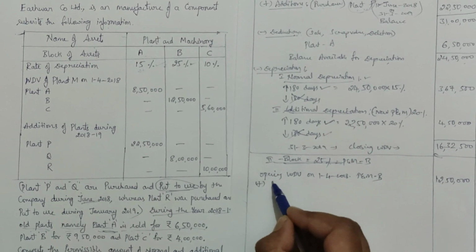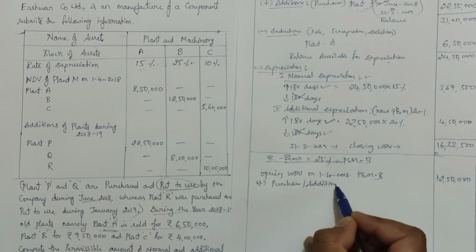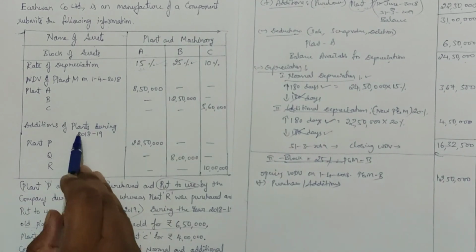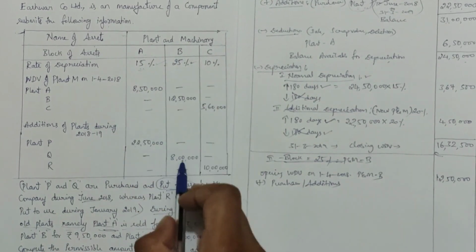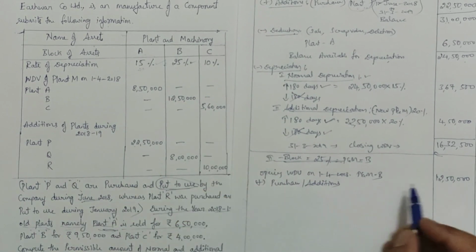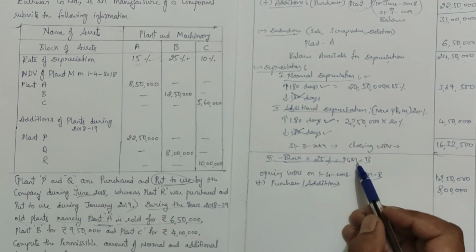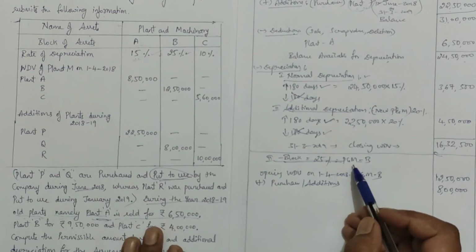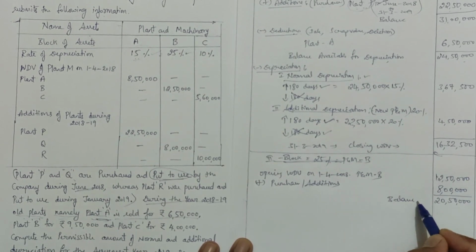Then plus purchases or additions. So here we'll see additions. How much do we have here for plant and machinery B? So they are purchasing plant Q here. Here we have 8 lakh. So 8 lakh is a new addition to plant and machinery B. Right? So next we will add these two. We will get 20,50,000. This is the balance we will get.